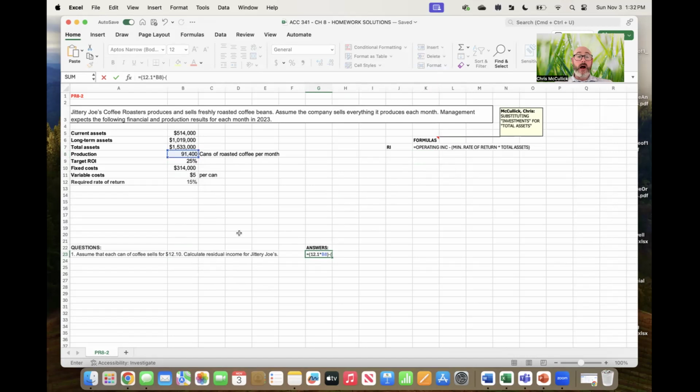We have variable costs that we have to consider, which we again sell 91,400 cans, and we need to multiply that by the variable costs, the costs that are going to increase in total with the number of cans of coffee that are sold. They tell us variable costs are $5 per can.